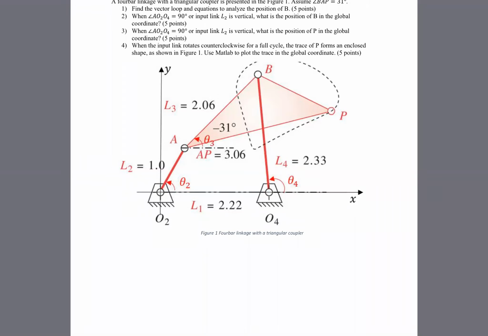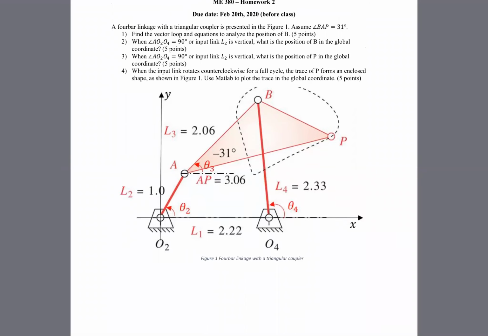The second question will be a 6-bar linkage, which is going to be very similar to your lecture 7. Make sure you check both examples in lecture 7 really carefully. And the last question would be a 4-bar linkage with a triangular or even a weird shape coupler. That's why, first of all, I would like to go over your homework number 2.